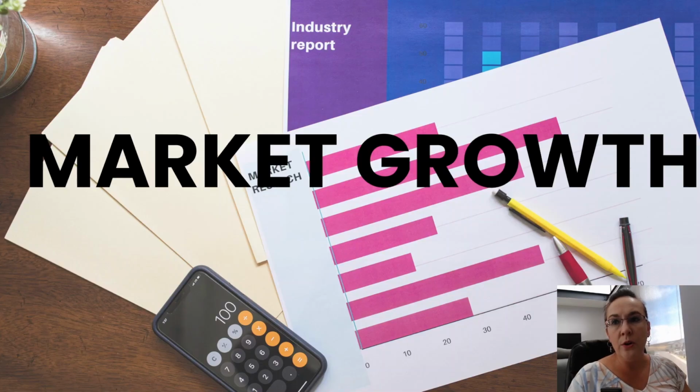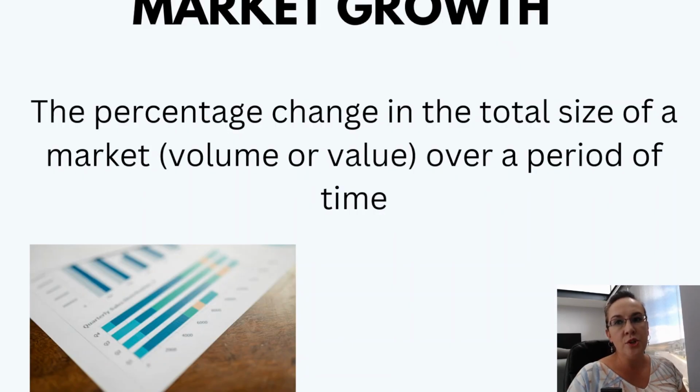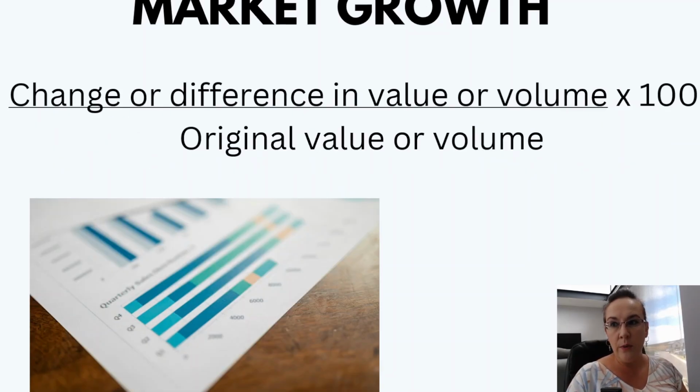Let's start by looking at the definition of market growth. The percentage change in the total size of a market, volume, or value over a period of time. We use the following formula to calculate market growth. It's the change or the difference in value or volume divided by the original value or volume, and then we'll times it by 100 because we're working out a percentage change in market growth.